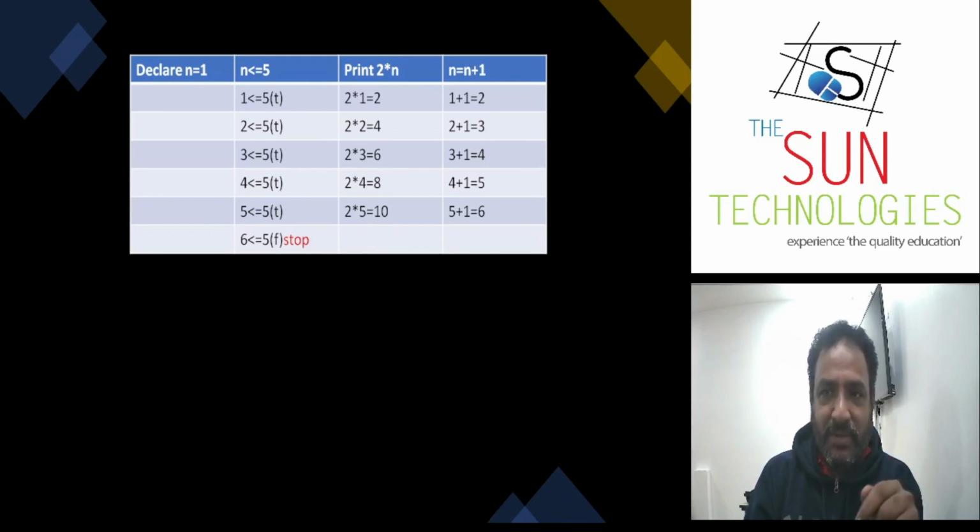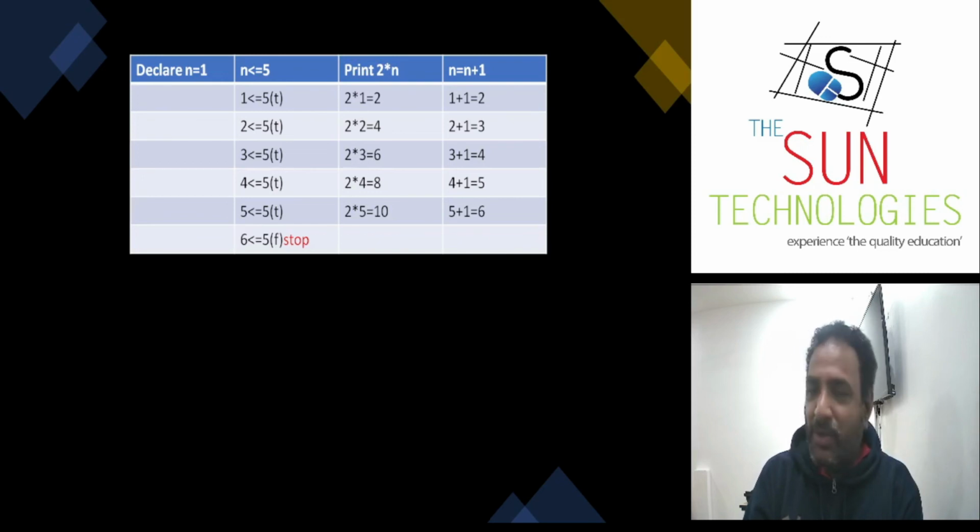So once n becomes 2, 2 less than or equal to 5, 2 into 2, it will display 4, and 2 plus 1, 3. 3 less than or equal to 5, the condition is true. And 2 into 3, 6, 3 plus 1, 4, 4 less than or equal to 5, condition true. Like this, it will repeat the process. Once the n value becomes 6, 6 less than or equal to 5, the condition fails, it will stop.